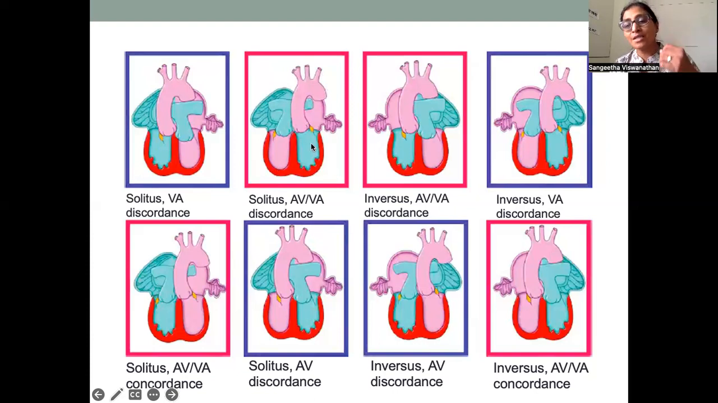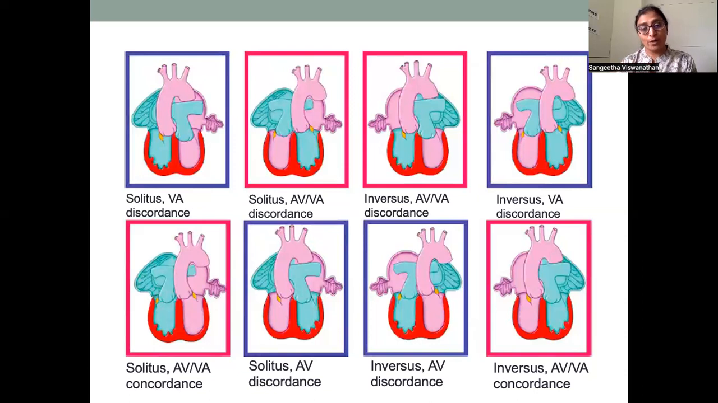Otherwise, it can be called congenitally corrected transposition of great arteries. So, these patients will not have any cyanosis because their circulation is actually okay. Just structurally, they are going through the wrong ventricle. Okay. So, again, in inverses, you can have AV and VA discordance or only VA discordance. And, multiple combinations once again are possible.